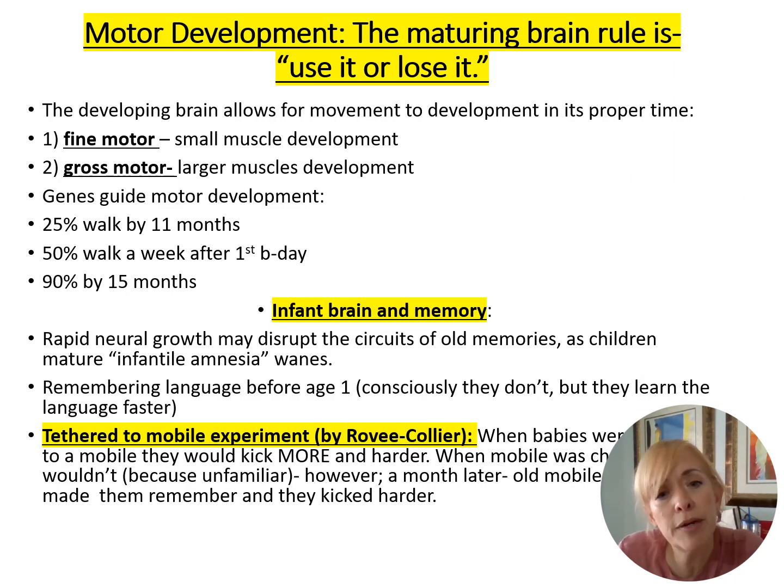The maturing brain rule is use it or lose it, and this is true pretty much for a lot of things, including our physical body. If you don't use it, you will lose it. This includes both fine motor development, like small muscles, like when you write, or gross motor development, like the larger muscles, like when you jump up in place. Those are gross motor muscles, all of which are influenced by the use it or lose it rule.